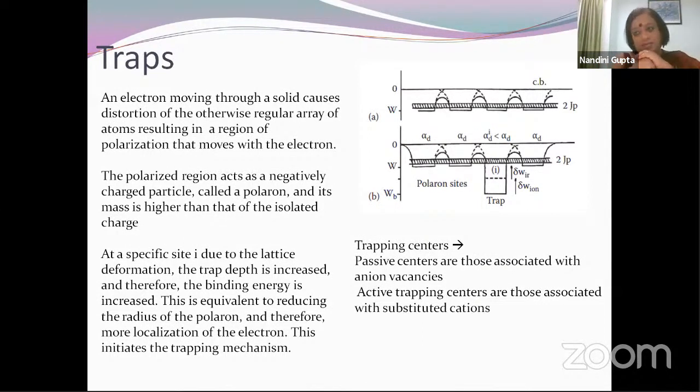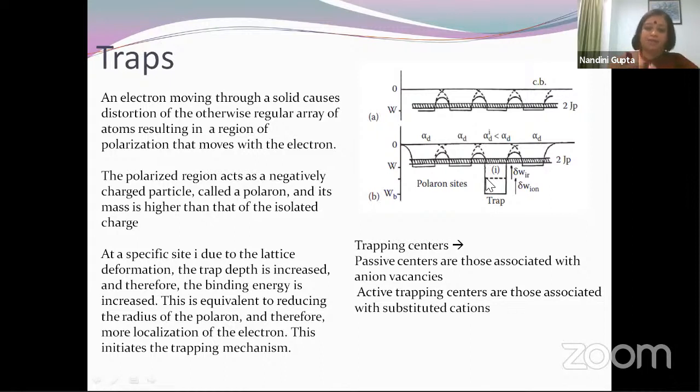Now, what is the consequence of this? So this electron is moving, and along with the electron, this polaron is moving. And what might happen is that at a particular site, not at every site, there might be a scenario, because even in a homogeneous medium, you do not have exactly the same situation. You might have defects, you might have vacancies. So at a particular situation, what might happen is, because of the polaron, there might be a reduction in the radius of the polaron.